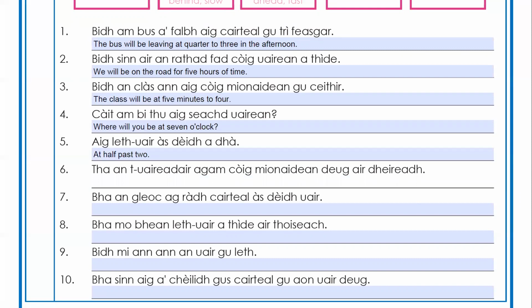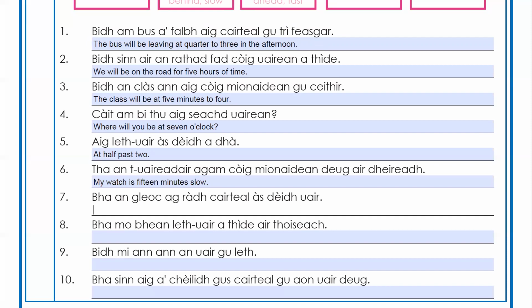Tha uair agam, còig mionaidean deug air dheireadh. So tha uair agam, I have something, my watch. Tha uair agam, my watch. And then we have còig mionaidean deug, 15 minutes. And slow: my watch is 15 minutes slow.